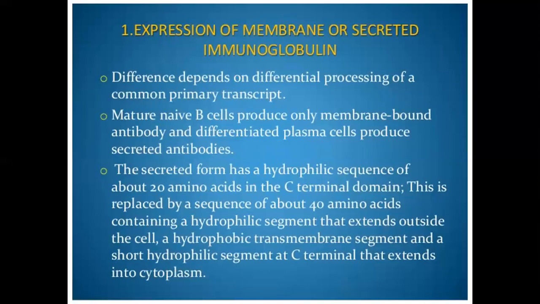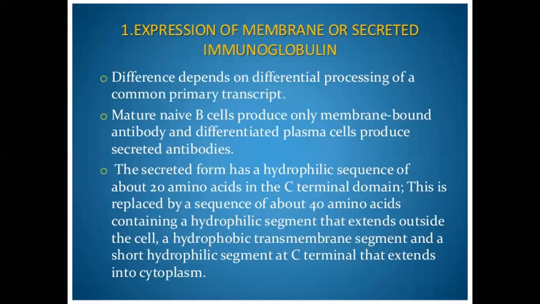So we'll see here. The difference between the immunoglobulins depends on the differential processing of a common primary transcript. Both for the membrane and the secreted immunoglobulin, a common mRNA primary transcript will be present. The mature naive B cells, that means they are not in contact with the antigen, still known as naive B cells, produce only the membrane bound antibody, and differentiated plasma cells produce the secreted antibodies.